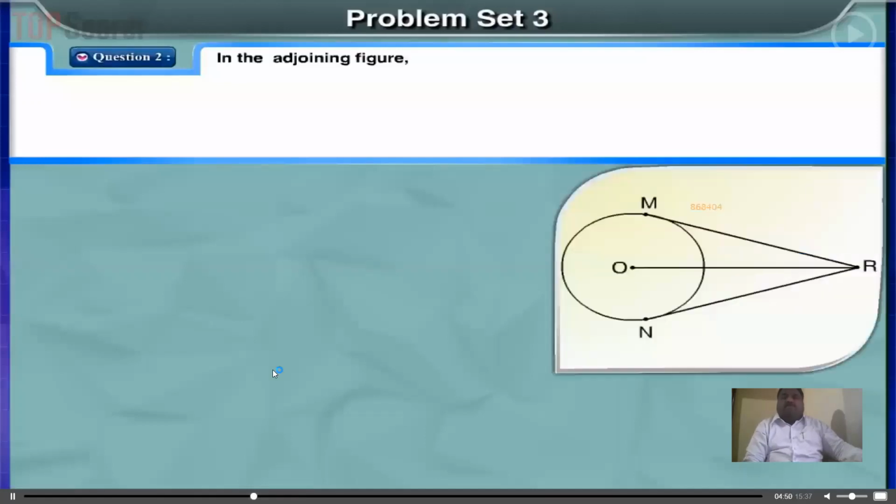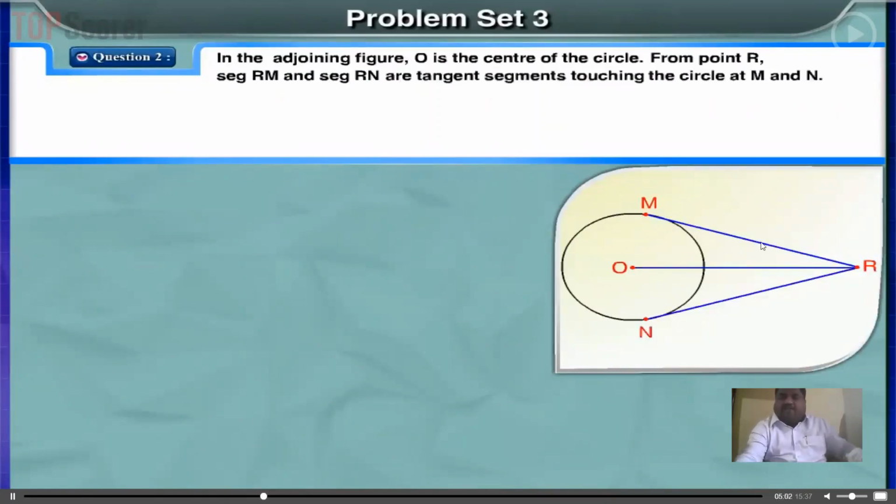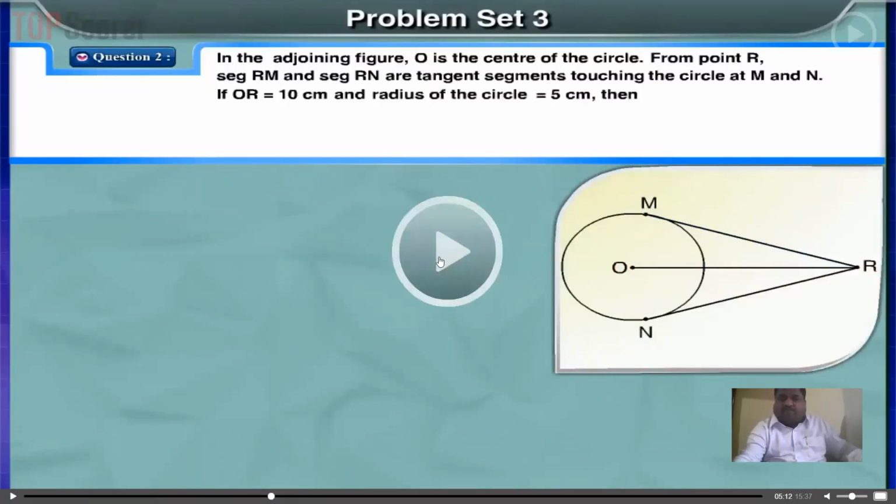Now let us see the question number 2. First read the question. In the adjoining figure, O is the center of the circle. From the point R, segment RM and segment RN are the tangents touching the circle at the point M and at the point N. OR, this distance OR is given as 10 centimeter. The radius of the circle, OM is the radius, ON is also the radius, and it is given that it is 5 centimeter.